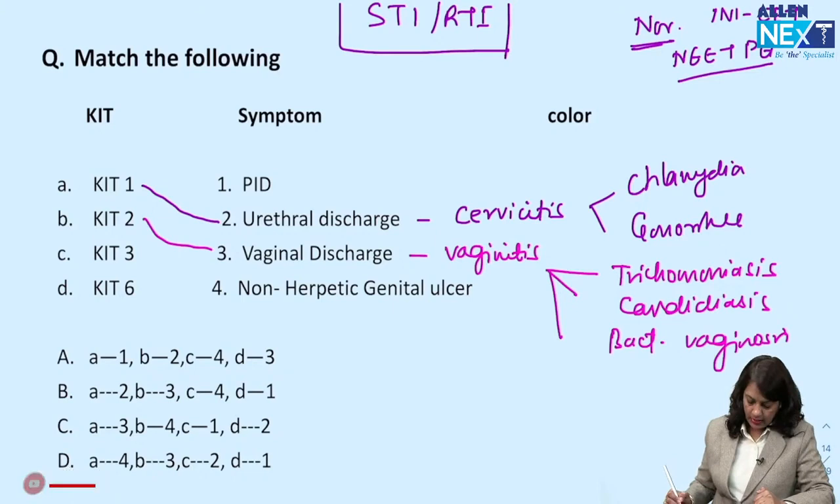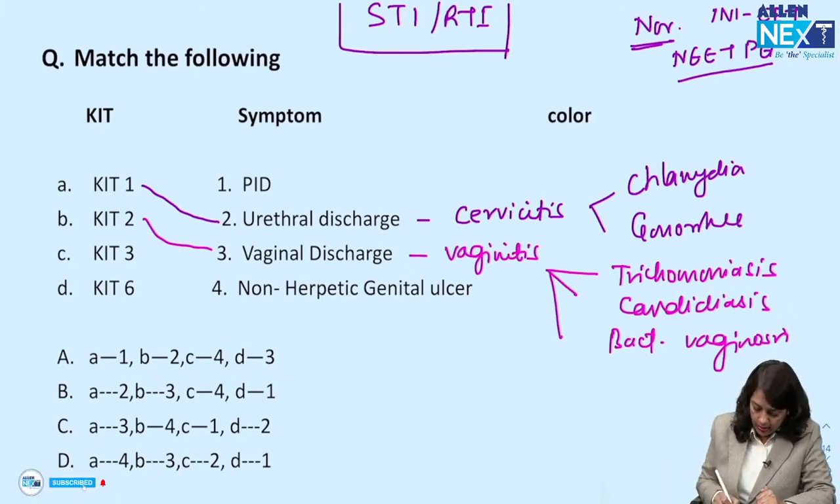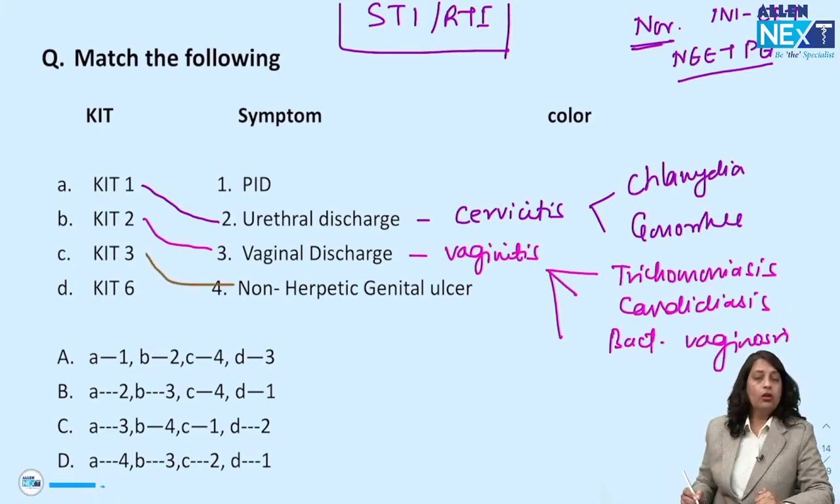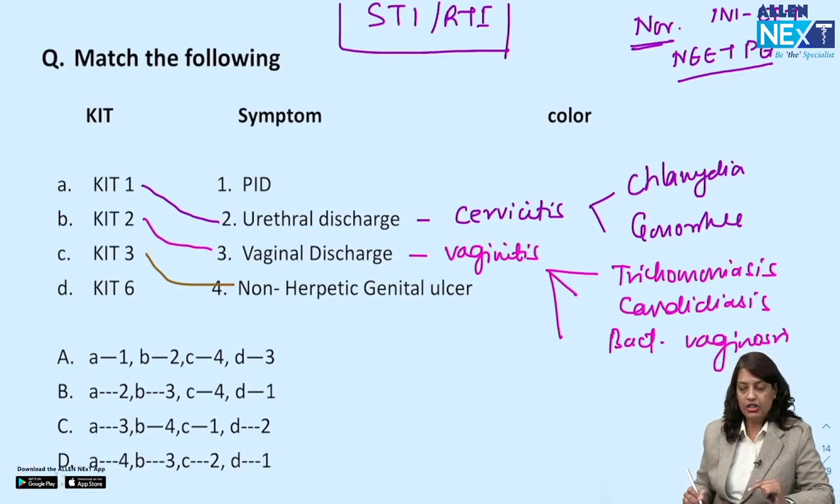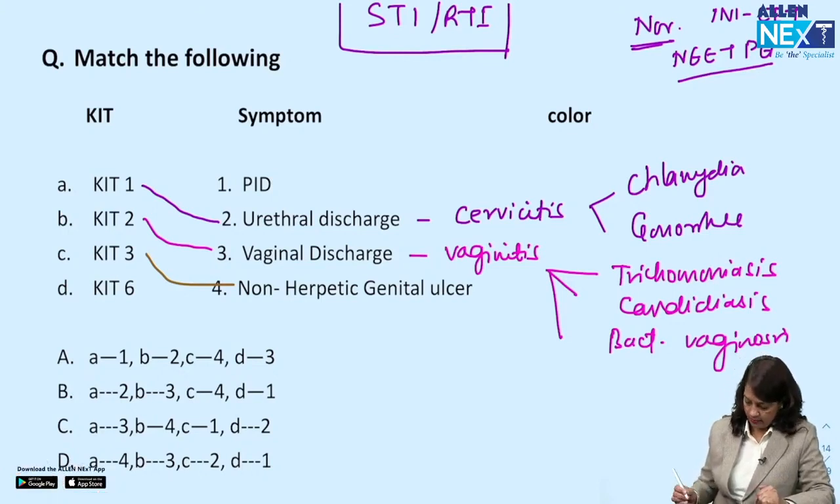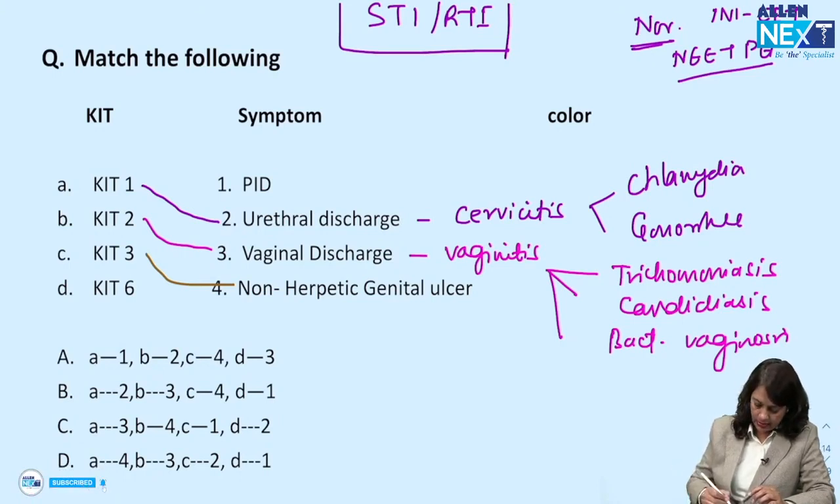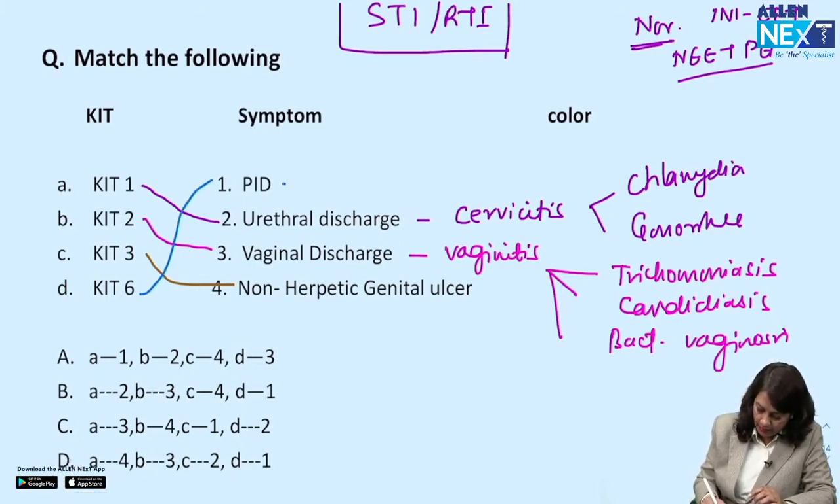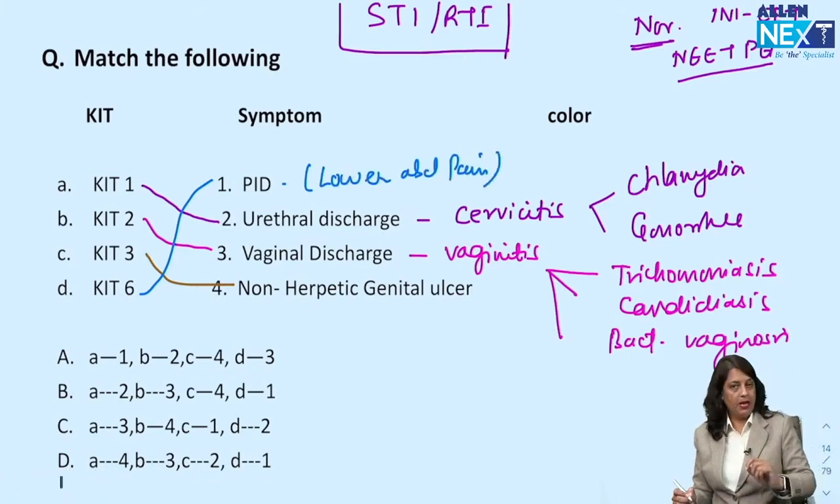Then there is kit number 3. Kit number 3 is for non-herpetic genital ulcer. Okay, kit number 4. Let's take this question. Kit number 6 is for PID. Okay, there is lower abdominal pain. This is for PID.